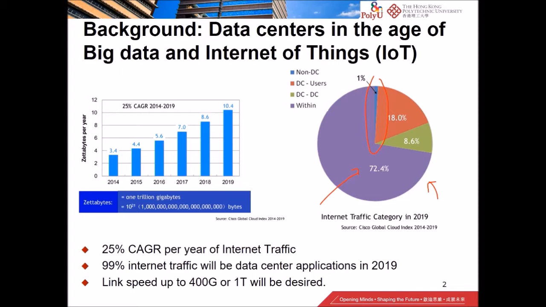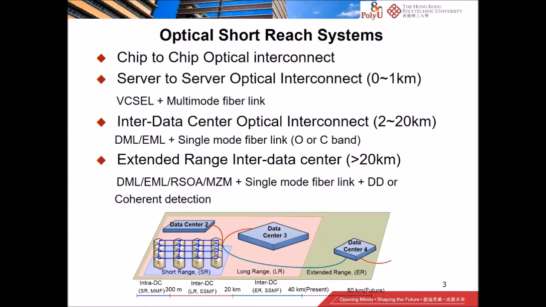And so we are trying to develop a lot of 400G, 100G, or even 1 terabit per second transmissions specifically for data center short reach optical links. So when we talk about short reach optical links, a lot of people categorize different types of communication systems under the umbrella of optical short reach.